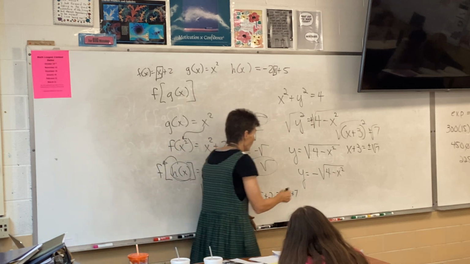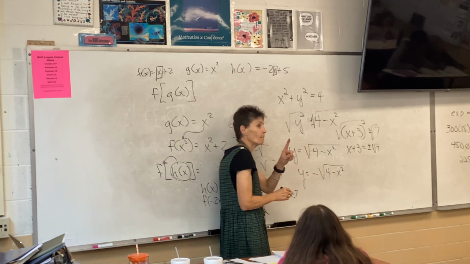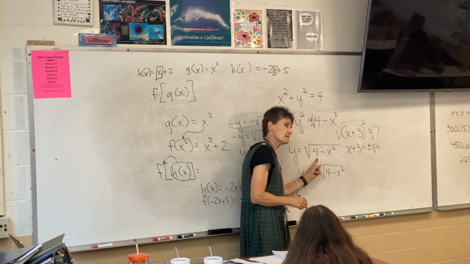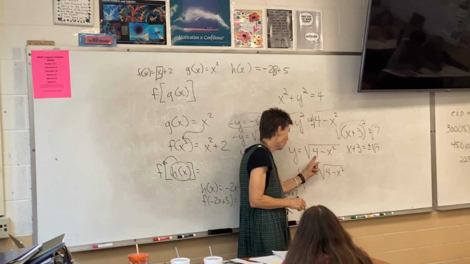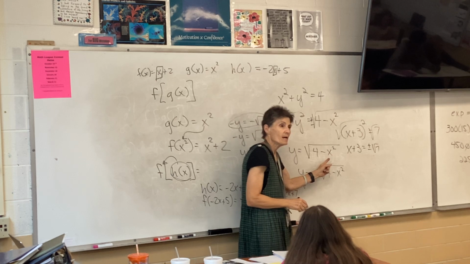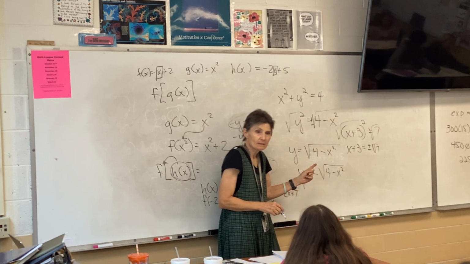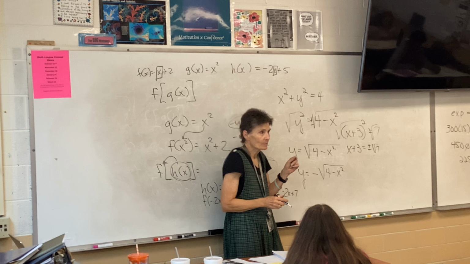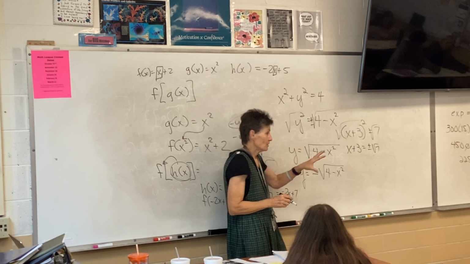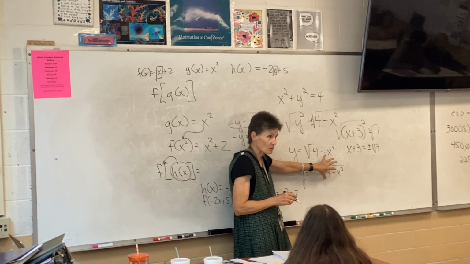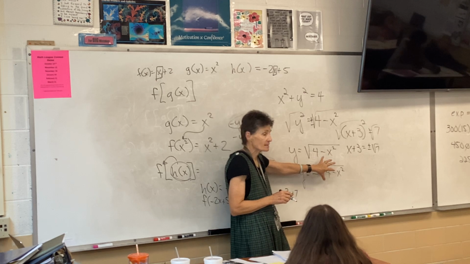Now, one more quick comment. See these numbers, I see a square root of 4 and a square root of x squared. I might be tempted to do something there. You can't. You're never going to do anything with that. You're going to leave it alone. It doesn't simplify.